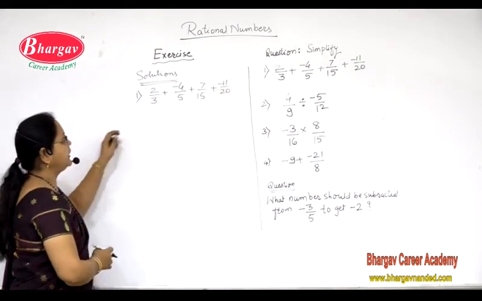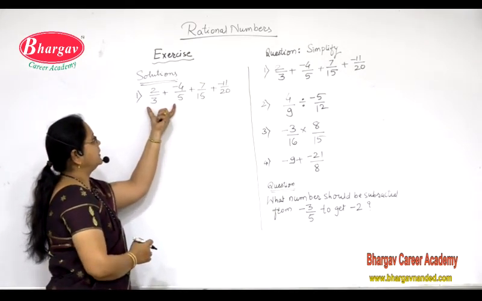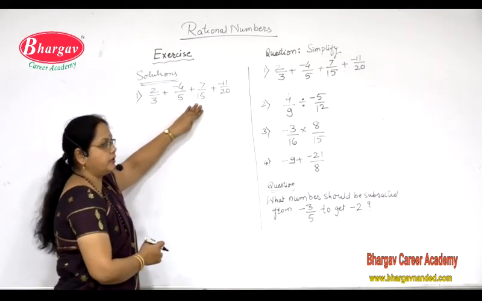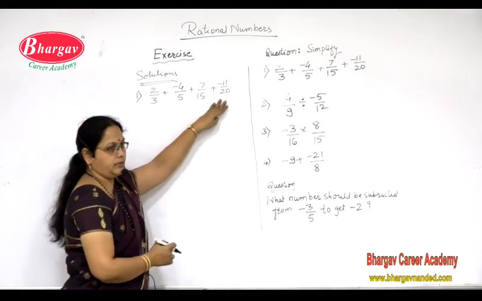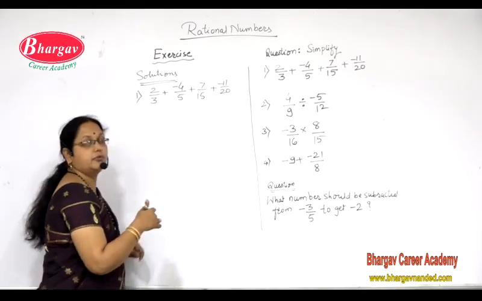So again there are two techniques. First, you can add these two numbers, then whatever answer you are getting, add the third one to the answer of the first two, then you perform the last one. I follow that technique first of all, and then I will show you how to add these numbers using LCM.